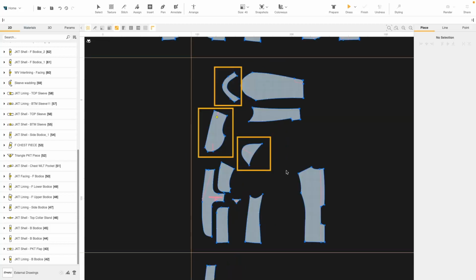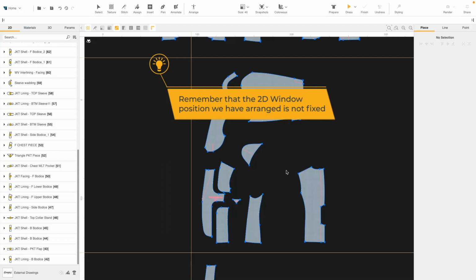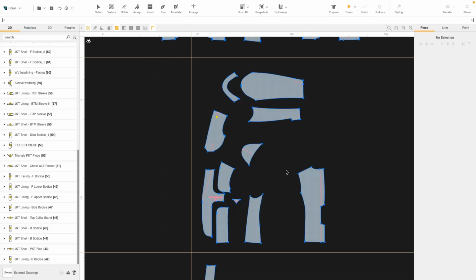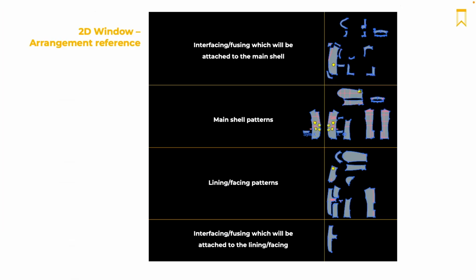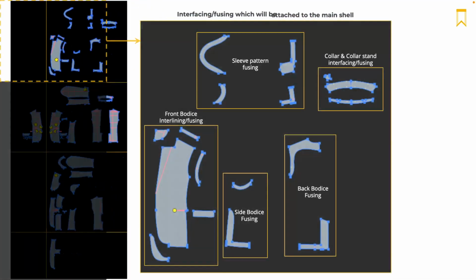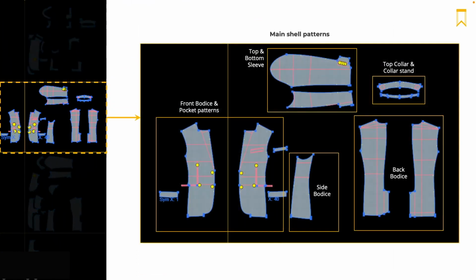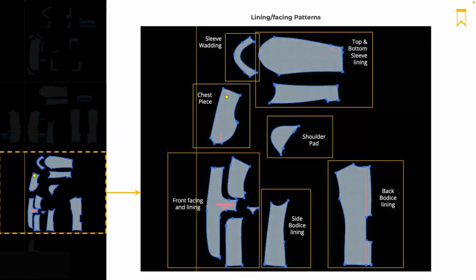As for the chest piece, shoulder pad, and sleeve wadding, we can place them together with the lining patterns like this. Remember that the 2D window position we have arranged is not fixed. So if there is not enough space, we can always drag down the lining patterns and the guidelines added to make more room for the chest piece, sleeve wadding, and shoulder pad. We have included in the spec sheet screenshots of the 2D windows that you can refer to. You can use this as a reference to ensure that you have all the patterns accounted for and that you have organized them correctly.